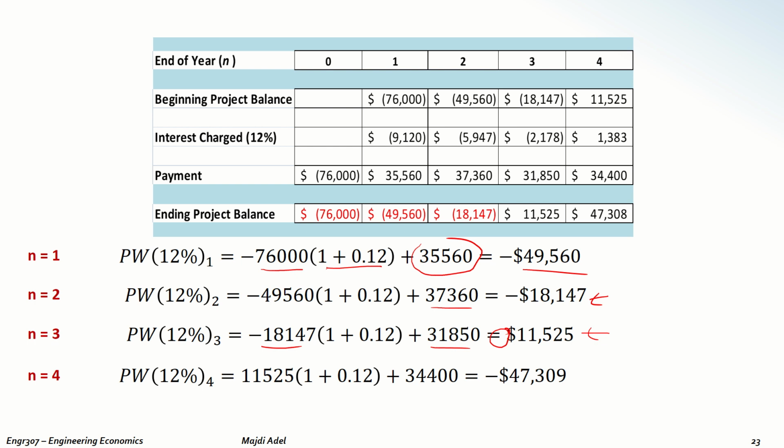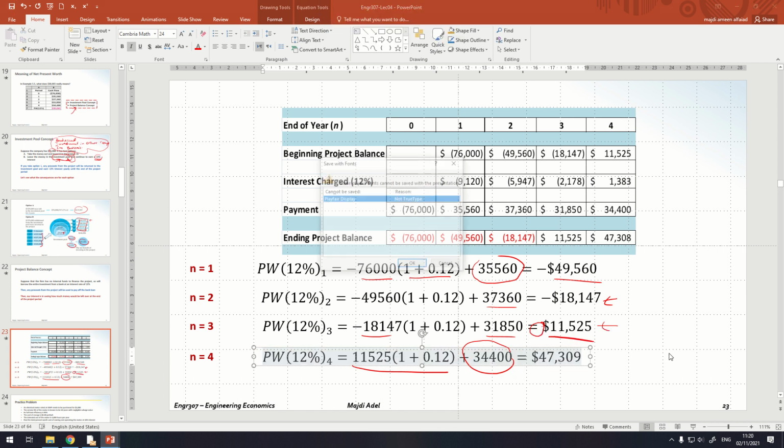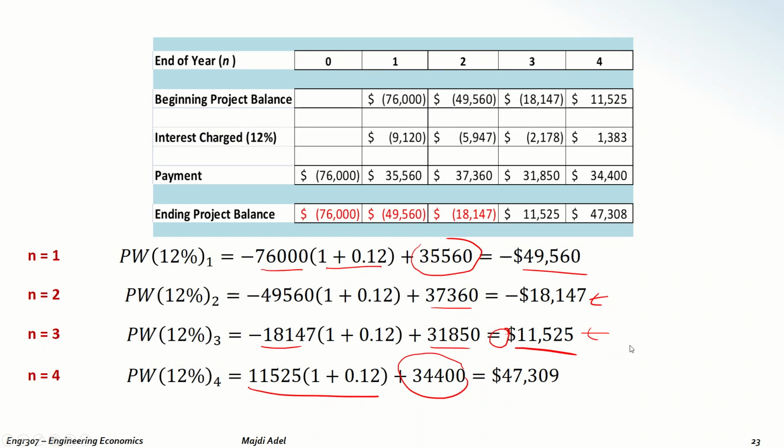At the end of the fourth year, this 11,000 will compound for one interest period, okay? And I have received an extra of $34,000. So this minus is by mistake. I will have an extra of $47,000 in my account. This is the concept of project balance.